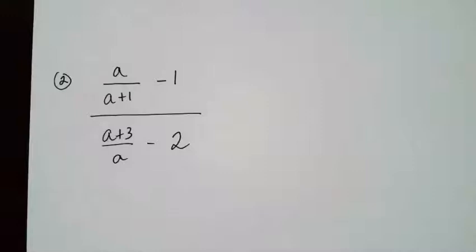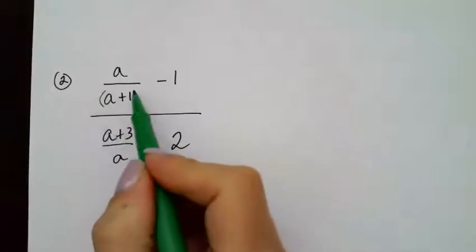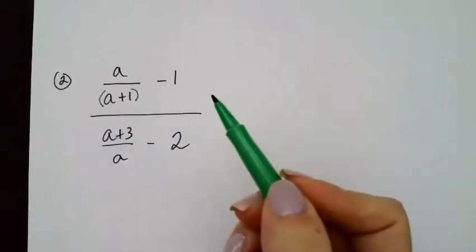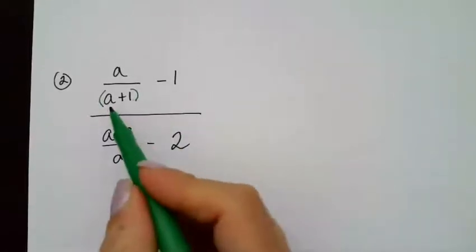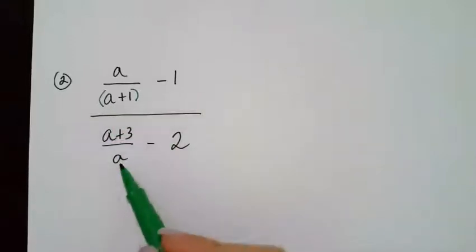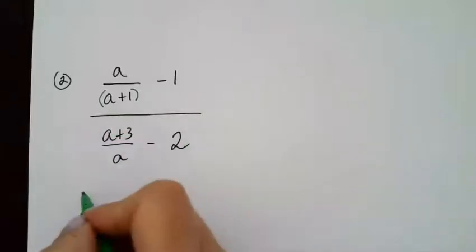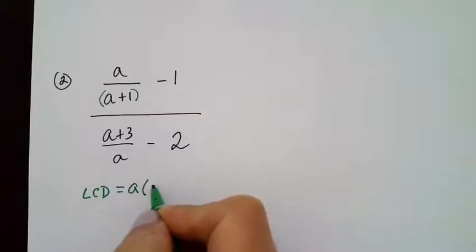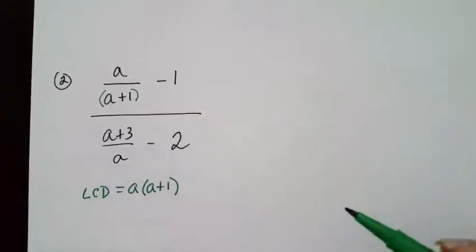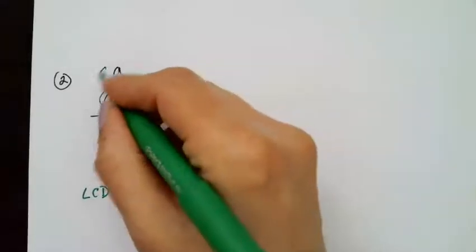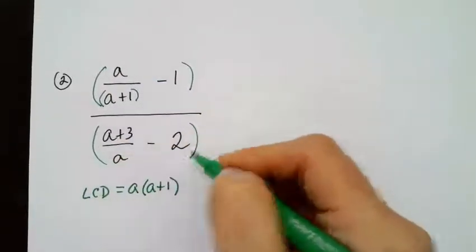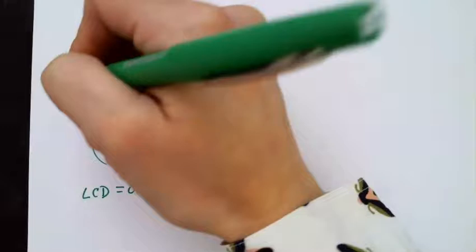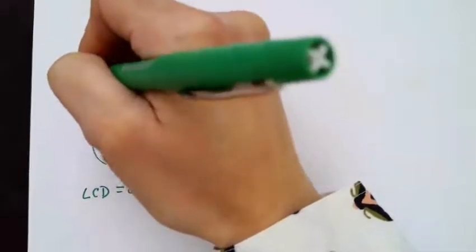Remember, when we're finding the least common denominator, we're taking the product of all of the unique factors. So a plus 1 is not something that I can factor. It's a binomial, but the degree is 1 and there's no GCF. And here I have a monomial term. So the least common denominator would be the product of a times a plus 1. So I'm going to multiply the numerator and the denominator of this rational expression times a plus 1.